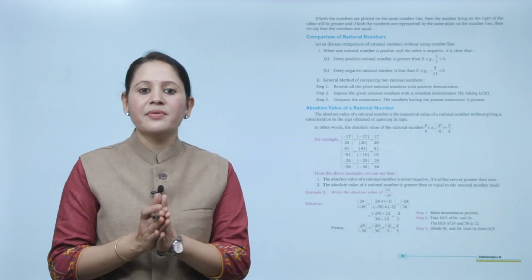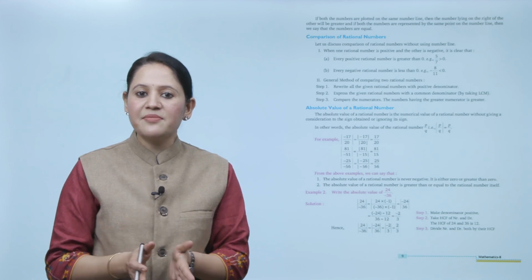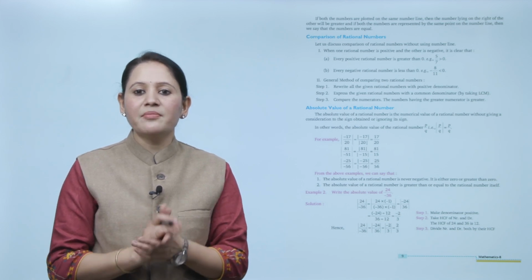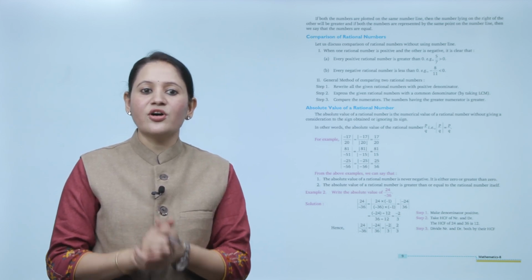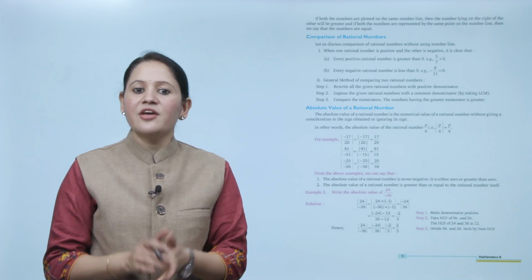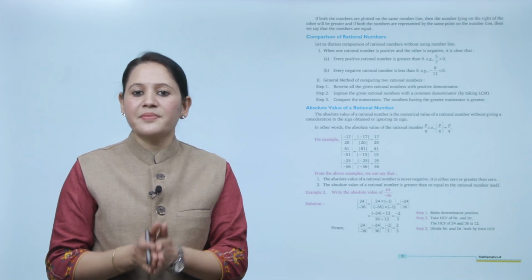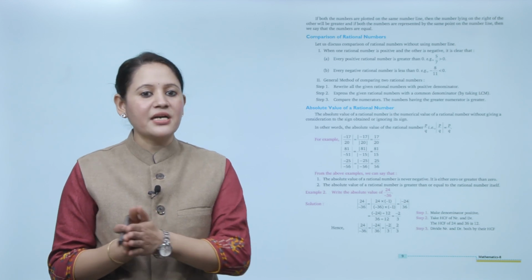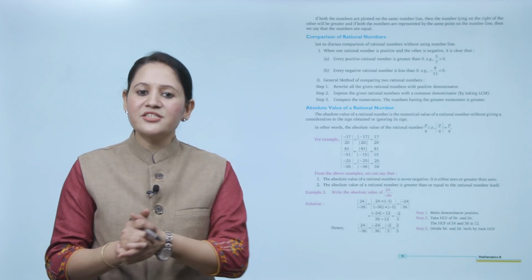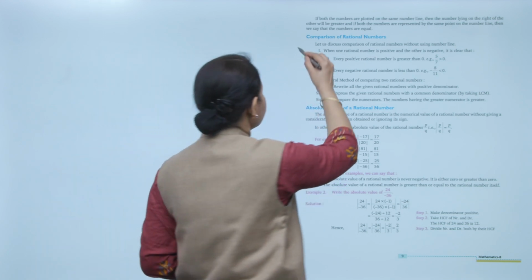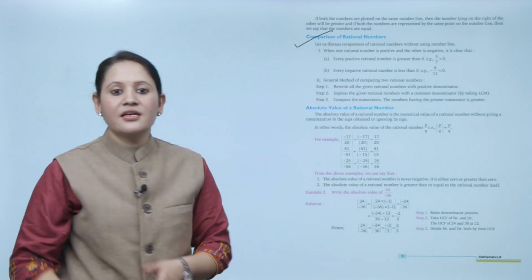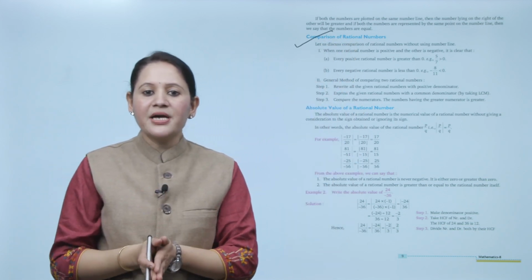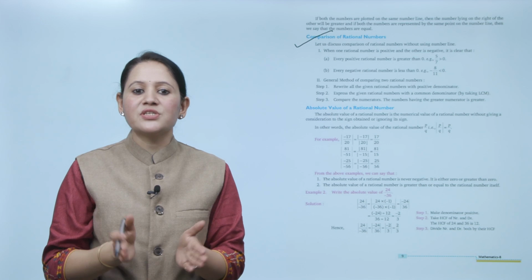If both the numbers are plotted on the same number line, then the number lying to the right of the other will be greater. If both numbers are represented by the same point on the number line, then we say the numbers are equal. Next, comparison of rational numbers. Let us discuss comparison of rational numbers without using the number line.